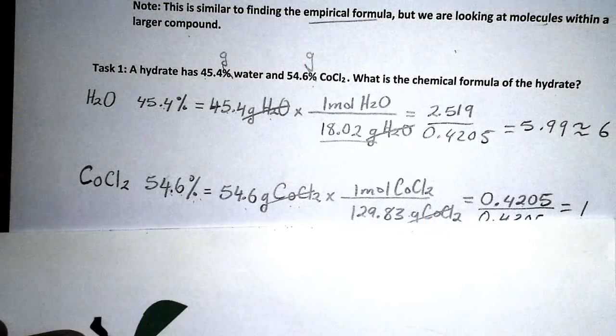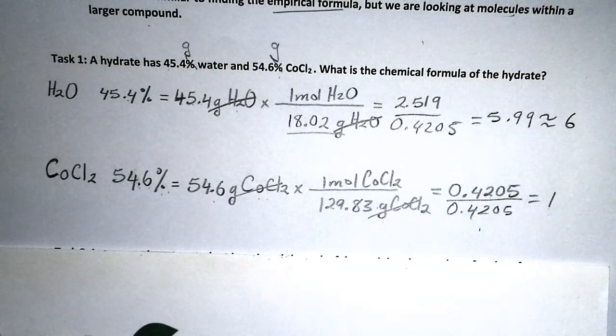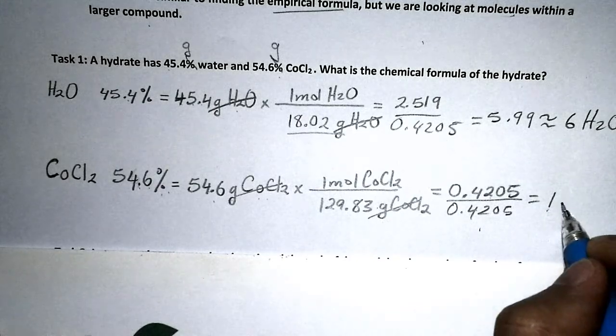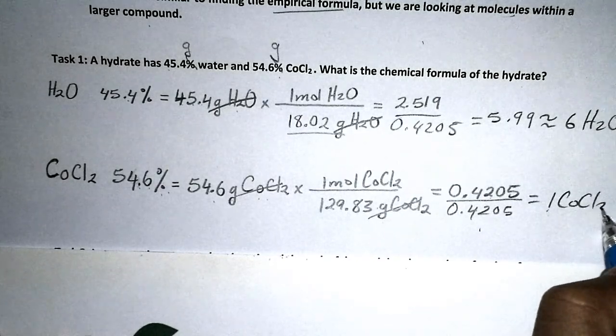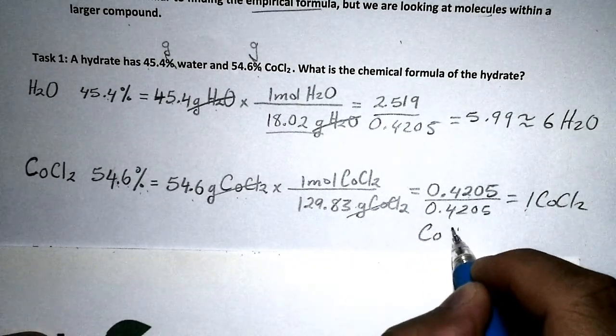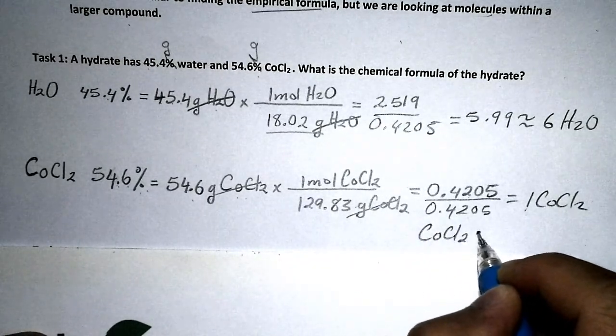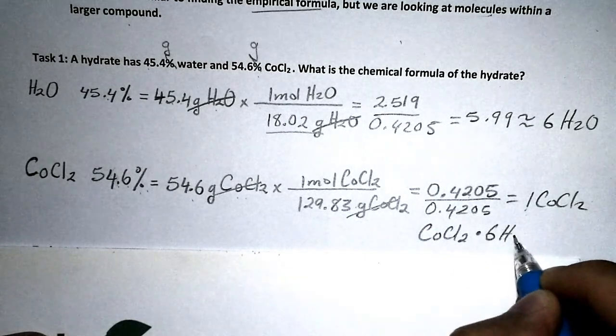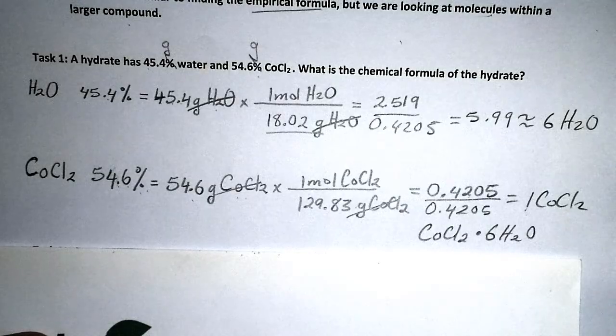So what does that tell you about the chemical formula? That tells you there are 6 H2O for 1 mole of cobalt chloride. So our chemical formula for the hydrate would be CoCl2 dot, basically times 6 molecules of water right there.